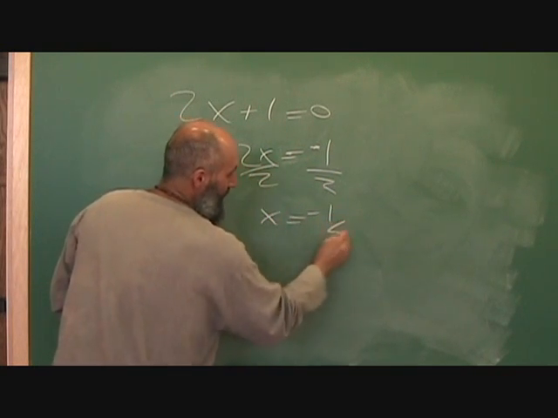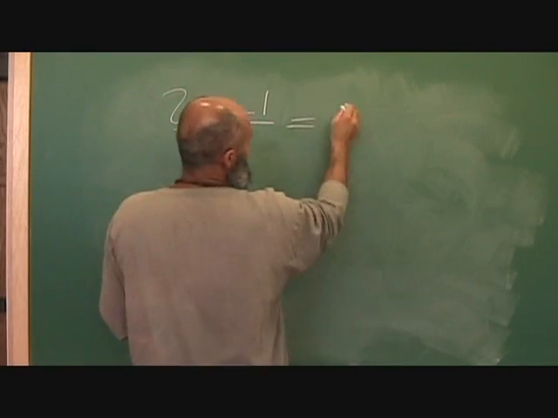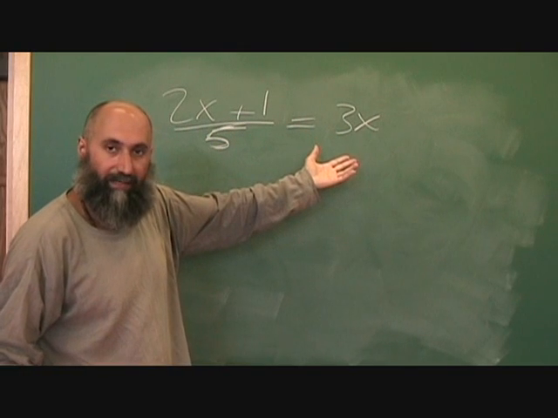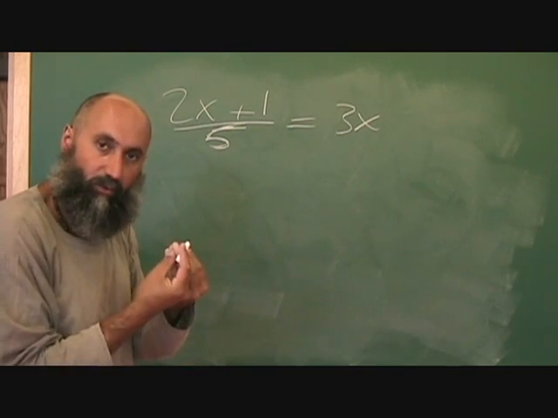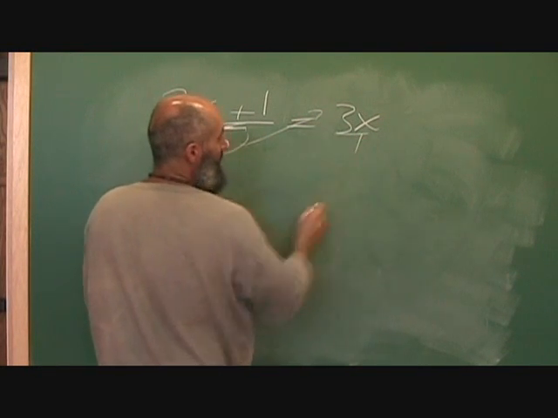Sign changes, divide by 2. So x is equal to negative 1 over 2. Simple enough. So over here we have 1x on this side, 1x on that side. We're going to try to bring all the x's to one side. So what we're going to do here is cross multiply this up, right?